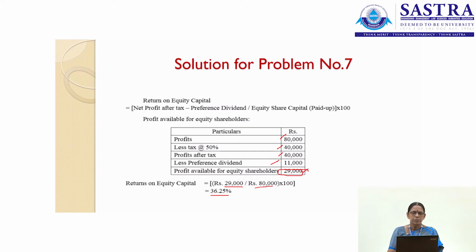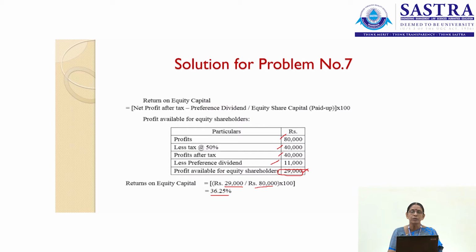Profit available for the equity shareholders is 29,000 rupees. Less your preference dividend 11,000, we will get 29,000 rupees. I repeat here, profit is 80,000, less taxes 50%, 40,000, profit after taxes 40,000, less your preference dividend of 11,000, then that is the profit available for your equity shareholders.